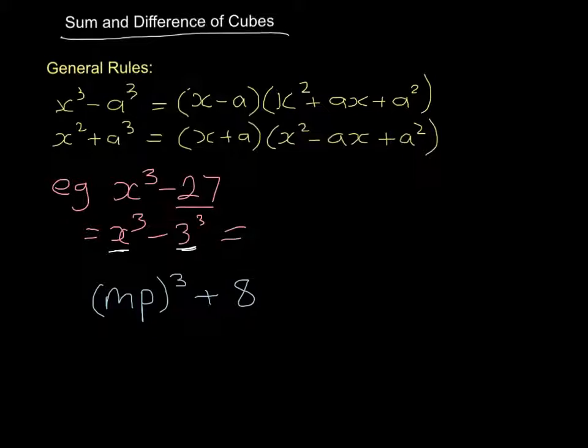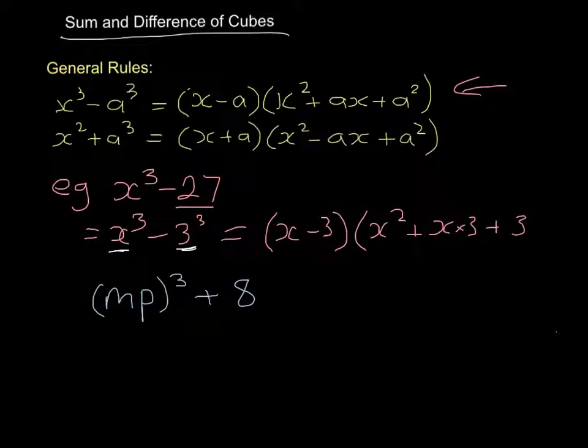Equals. Look at the rule. So this is a difference of 2 cubes, so we need to deal with the top rule. So the first bracket's going to be x take away 3, and the second bracket will be x squared plus ax, so that's going to be x times by 3, and the last part of the second bracket is going to be 3 squared, and then I'll just rewrite this, simplify it, so it's x take away 3, x squared plus 3x plus 3 squared is 9. Okay.